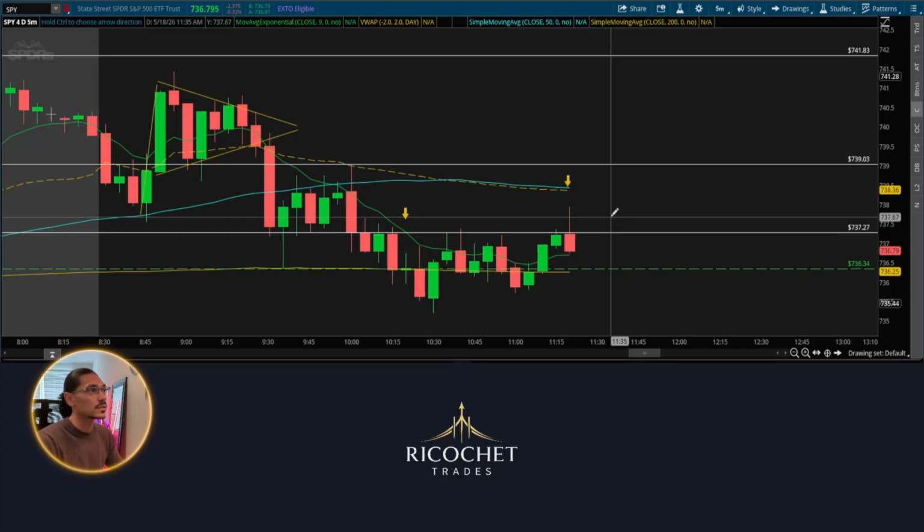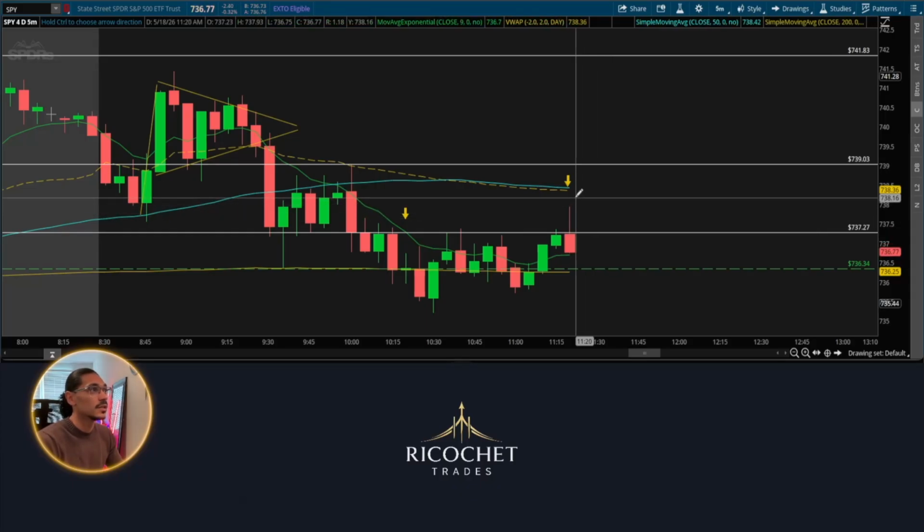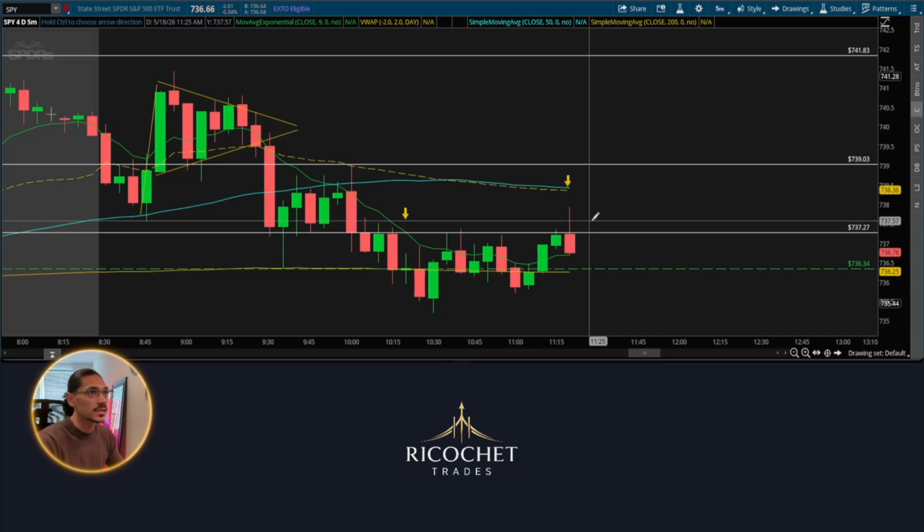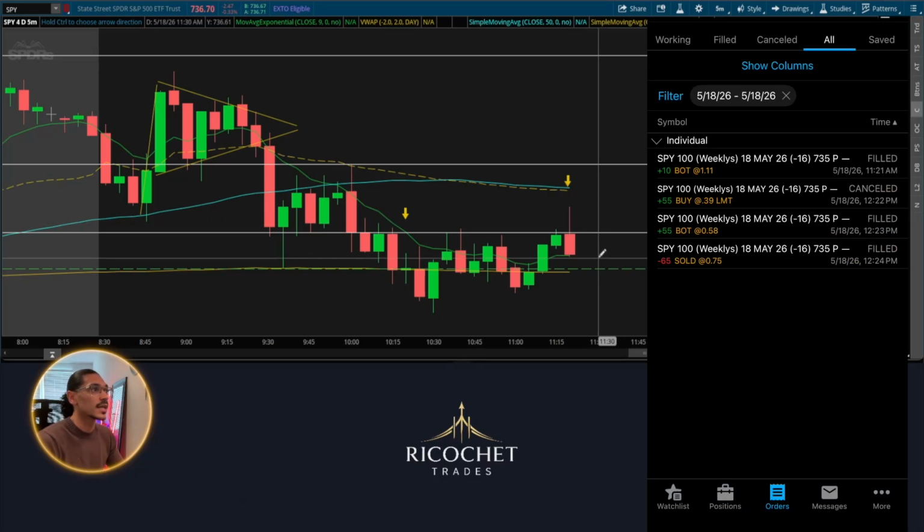So once this decided to go in my favor, as you can see, there was a major sell-off. It didn't test the 50 SMA exactly, but you could see that there was some rejection above that level. This candle was not holding above the 737. So I actually closed this trade out pretty fast after I averaged down.